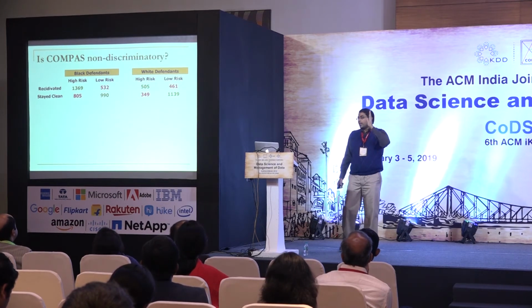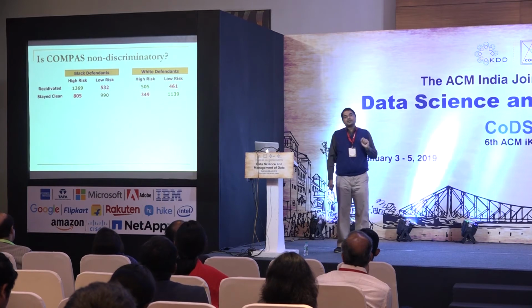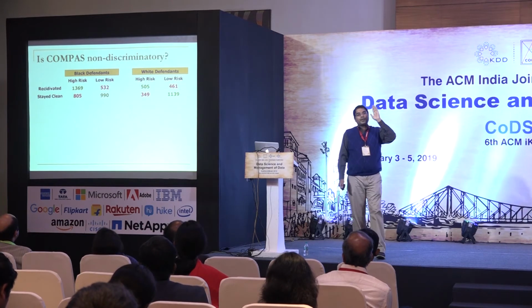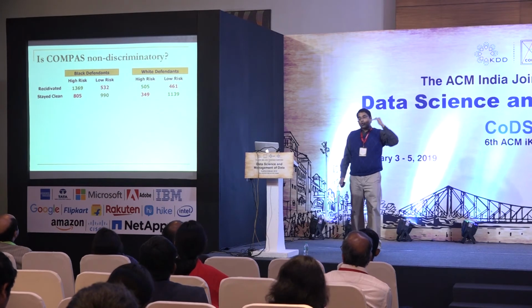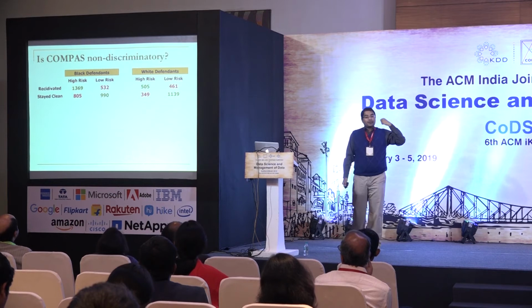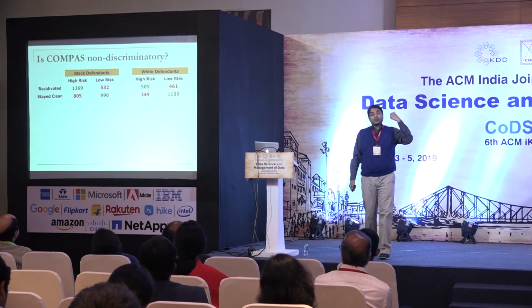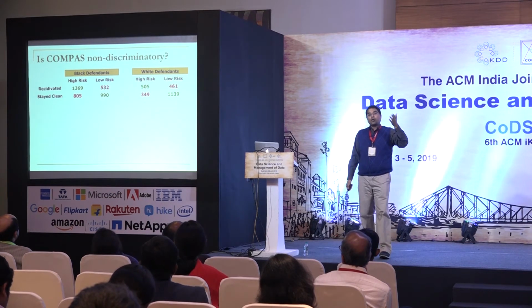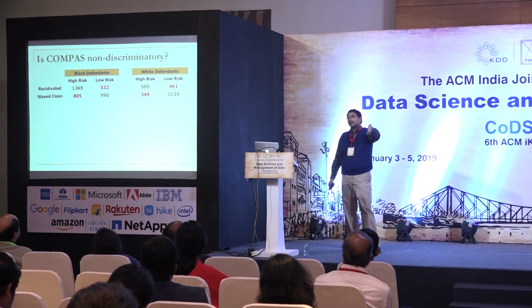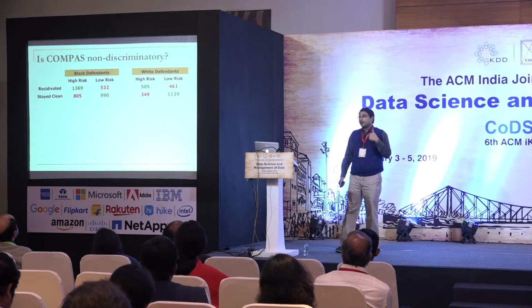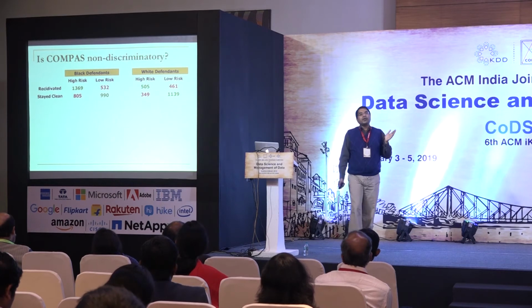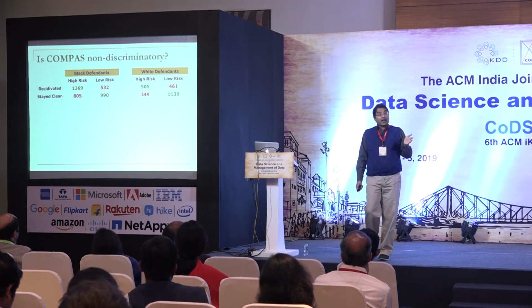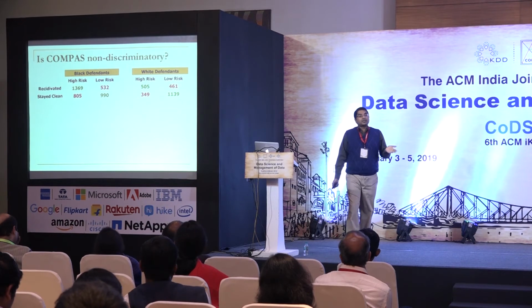matrix where along the columns are the predictions made by the tool. So there are people who are put under high-risk category and the low-risk category, and along the rows are the actual ground truth about whether these people have actually recidivated or not. That means whether they have reoffended or not in the 2 years after the prediction was made. So this is a standard confusion matrix. So the numbers in the green show the predictions that are actually accurate, and the numbers in the red are the ones that are inaccurate.